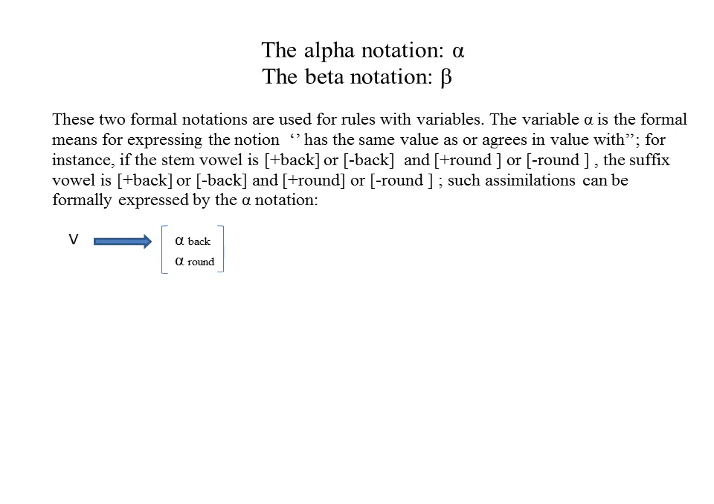So we say if we state plus back, we must mean plus round. If we state minus back, we must mean minus round. That is to say that the value of the back feature agrees with the value of the round feature when we use alpha notation. If we state plus back, we mean plus round because we have alpha. If we state minus back, we mean minus round because we have the alpha notation.